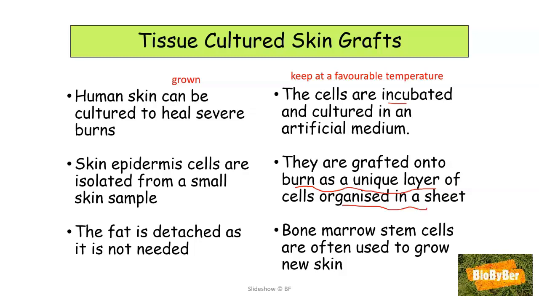Bone marrow stem cells are often used to grow new skin as well. Stem cells have the potential to differentiate or grow into different tissues as needed.